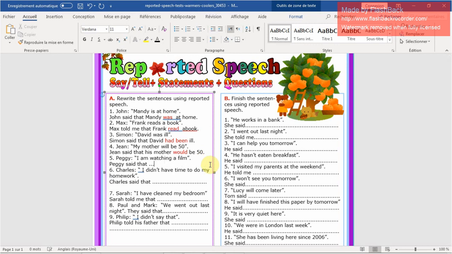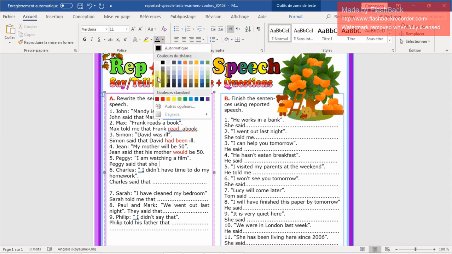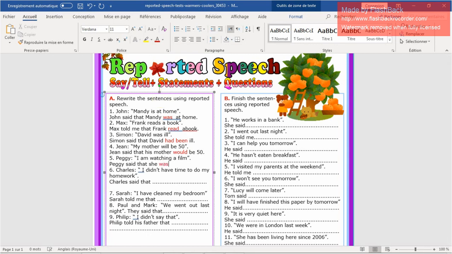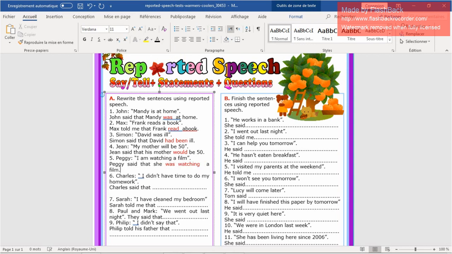Now number 5. Piggy, I'm watching a film. Verb watch in present continuous. Present continuous turns into past continuous. Okay, so Piggy said that she was watching a film. Excellent.